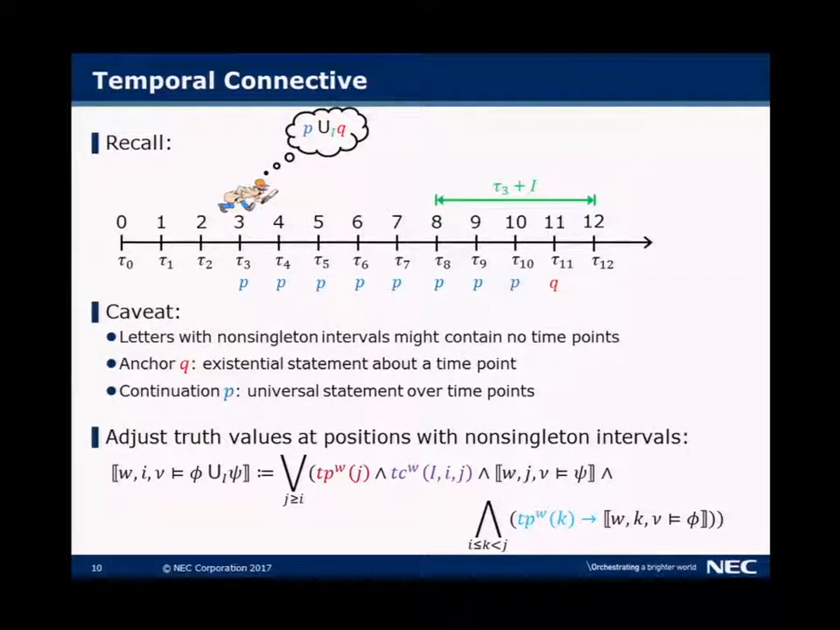So the black part is more or less what you know from over timed words. The TP and the TC adjust, they downgrade more or less a truth value to unknown in certain cases where there's a gap. I refer here to the details of the paper.